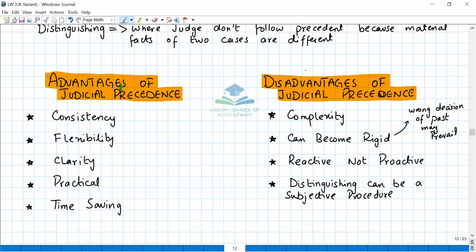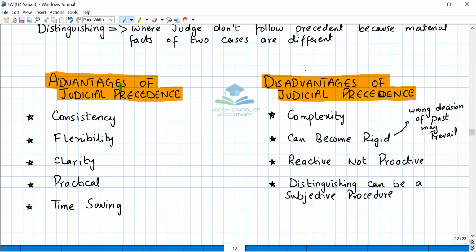Clarity. The law is clear, because the previous judges' decisions are there, so you have clarity about the case. The other thing is that you just have to follow the ratio decidendi. Ratio decidendi means the legal principle because of which the decision was given. So you are following the law itself, which means there's clarity in the system.